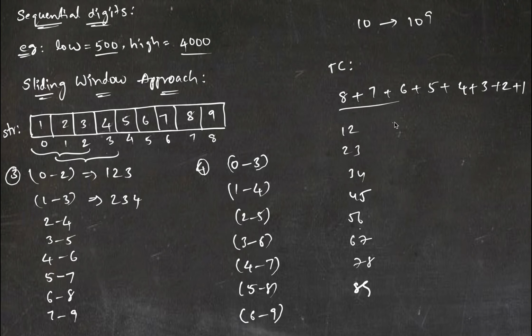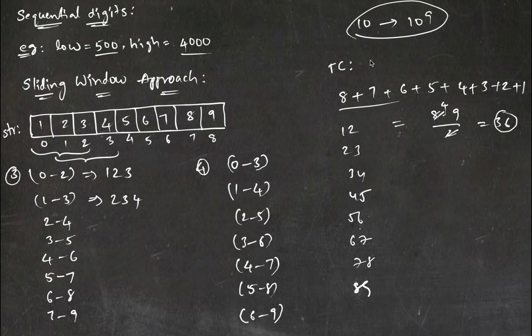So if you sum up all these numbers, the formula is going to be something like n into n plus 1 by 2. So 8 into 8 plus 1, 9, by 2, so it's going to be 36. So we'll have a total of 36 possible sequential digit numbers between these two ranges, and any problem will ask only between these two numbers. So max of 36 only will be there. Whatever numbers low and high you give, we can get a max of 36 possible numbers only.